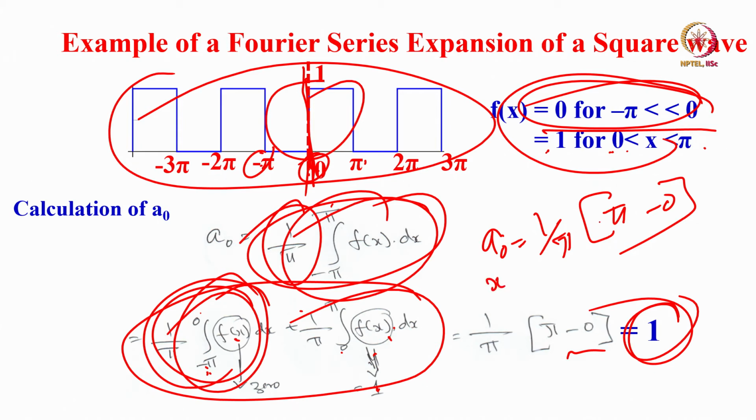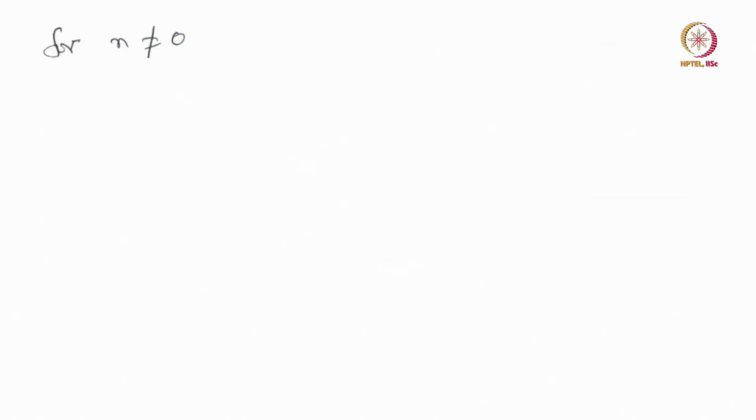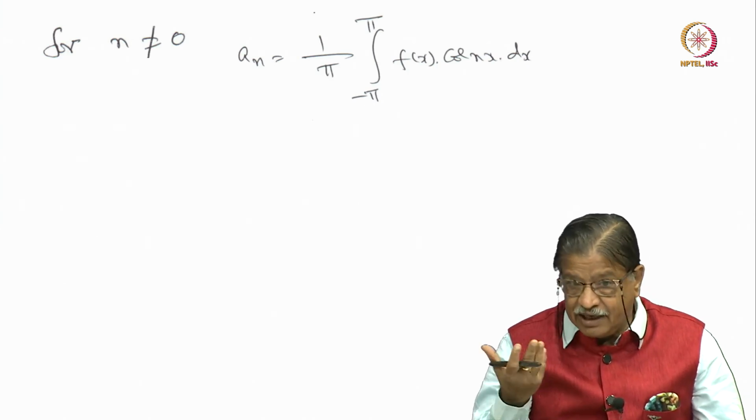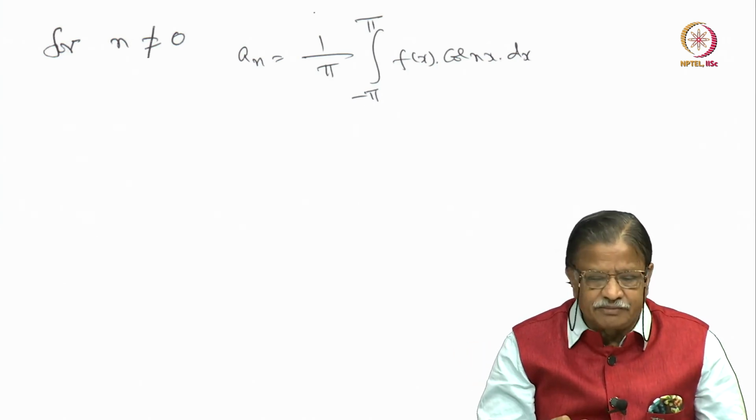So it is 1, and you are going to get x. Substitute from 0 to pi, you are going to get 1. This is the value you are going to get. So, a0 we worked out to be 1. For n not equal to 0, what happens? a_n I have to calculate. a_n and b_n are the other coefficients which we need to work out.